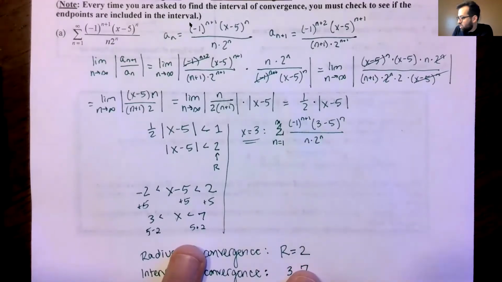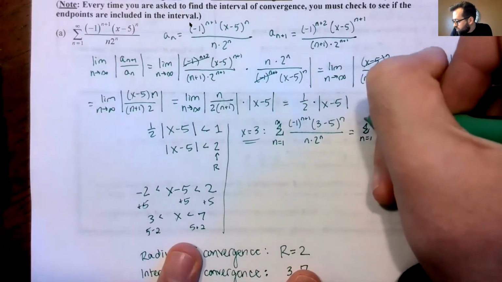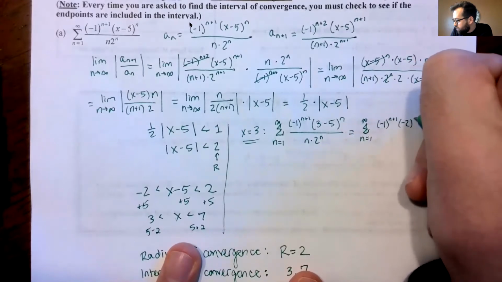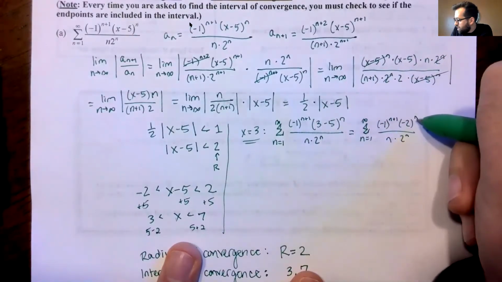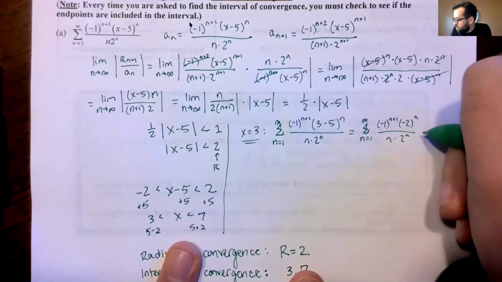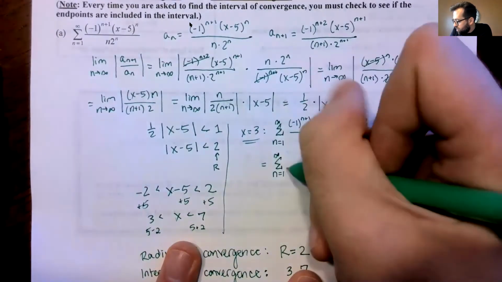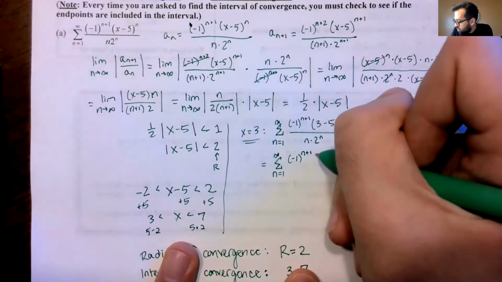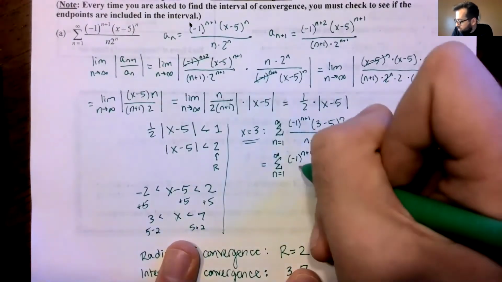We have 3 minus 5, which is -2. So I have the sum from n equals 1 to infinity, (-1)^(n+1) (-2)^n over n times 2^n. This 2^n and the (-2)^n can combine since they have the same power. So we end up with (-1)^(n+1), and -2 divided by 2 is just -1. So we end up with (-1)^n all over n.